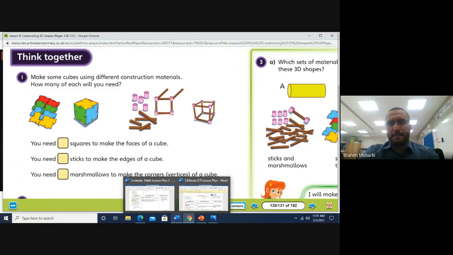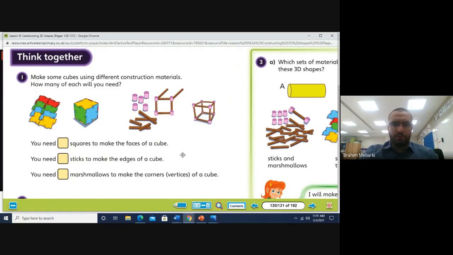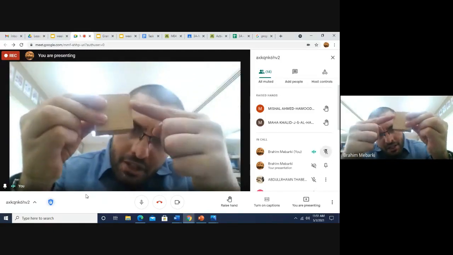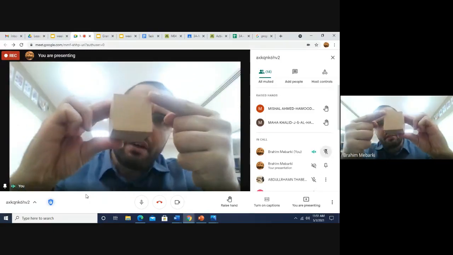Okay. So we need 12 edges in order to make the cube. Okay, so we need 12 sticks. 6 squares, 12 sticks. Not 8. I show you here in front of the camera. These are the edges. Let's count how many edges do we have here.